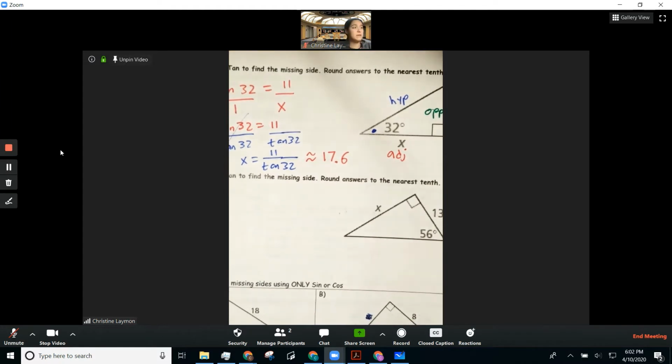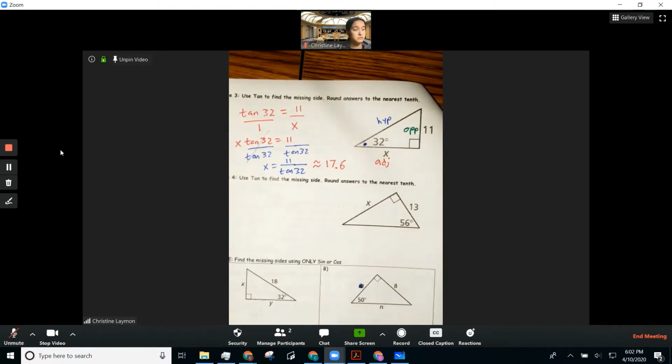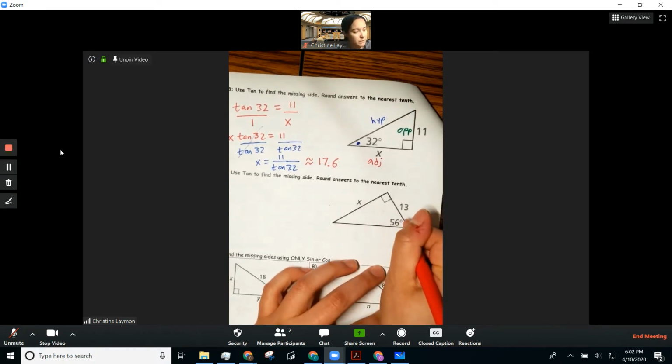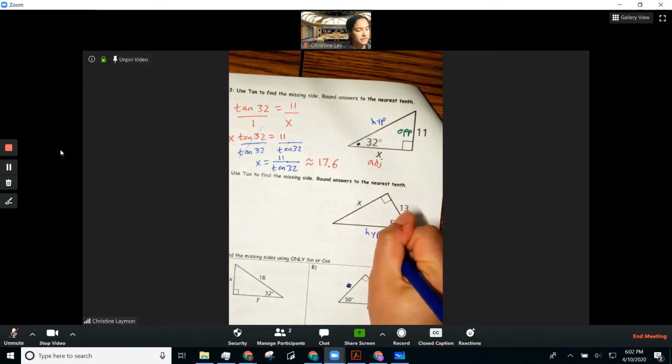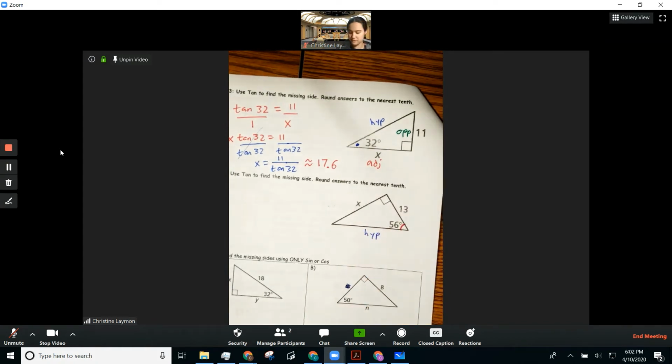I'm going to do the same thing in this question down below. I'm going to use tangent again. My 56 degrees is sitting over here. So again, I'm labeling this angle. Remember, when I label angles, I can use arcs or dots. That choice is entirely up to you. My hypotenuse is across from that right angle. So this down here is my hypotenuse.